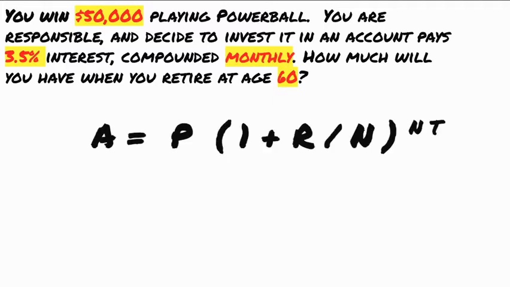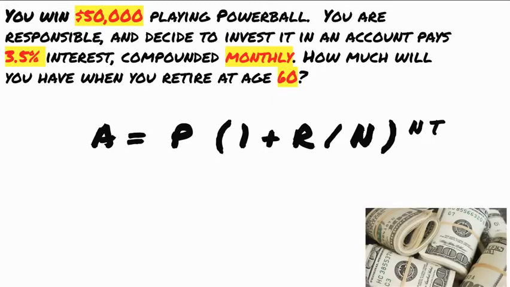Well, here's our formula. We just need to know what those variables stand for and what we're looking for. We're looking for how much money we're going to have at the end, not the starting amount. So we're looking for that A in our formula. P stands for the principal, the starting amount. That's our $50,000 that we just won. We're going to put all of it into the bank. And R stands for the interest rate, which we move the decimal 2 to the left and we use a 0.035.